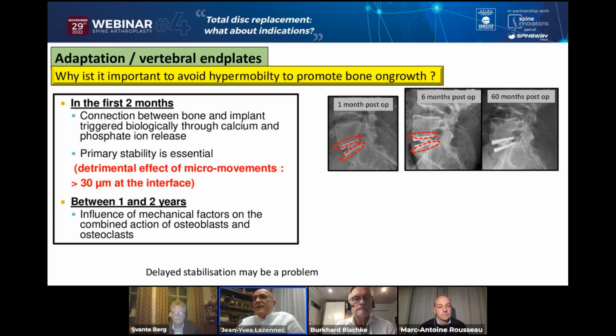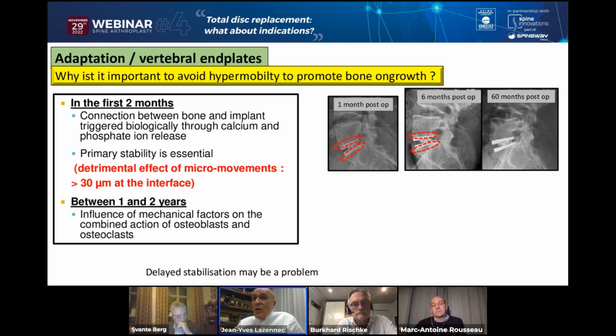Look at this case, for example, a case of mine, 1 month post-op, you see a radiolucent line. I probably did not do a perfect preparation of the end plate. At 6 months, I was a little bit anxious. I asked the patient to wear a small soft brace to limit the mobility. And after 5 years, it was perfectly integrated. So if you have a radiolucent line at the beginning, you must be careful. I am careful. And it is not a failure of the procedure. We must wait because it is biology.